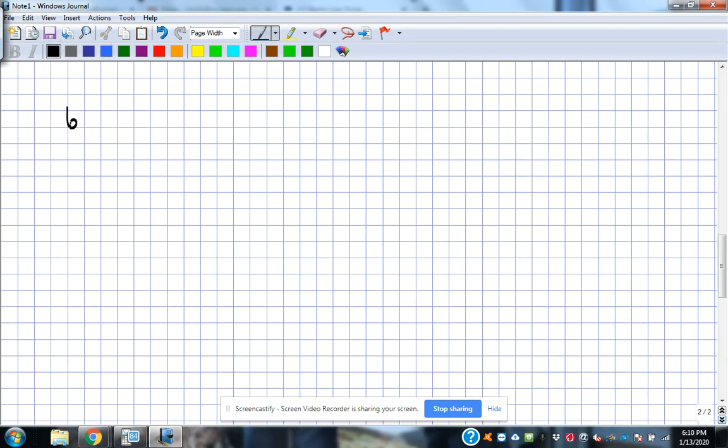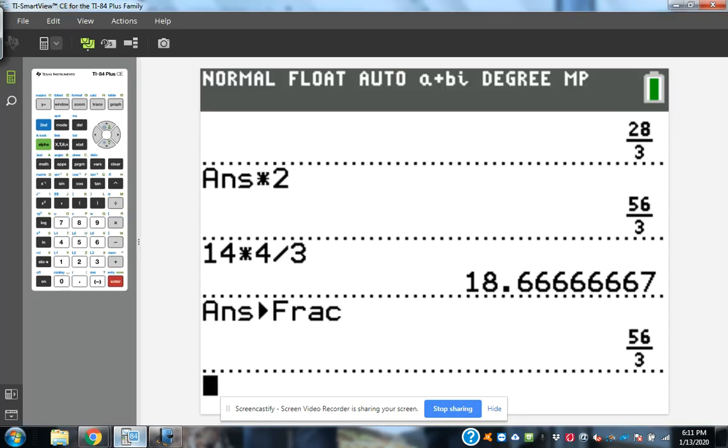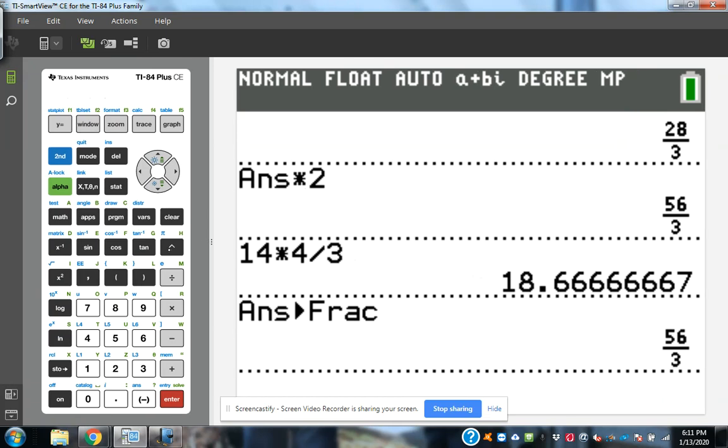Let's look at example B. Let's go back. Calculator. Let's do number 1 with the calculator. I forgot I was going to show you that. So get out your graphing calculator. There we go. All right.